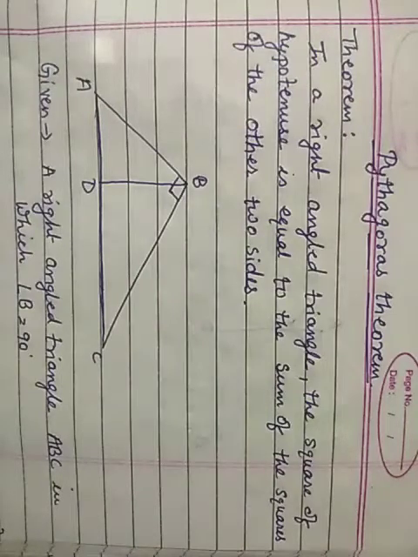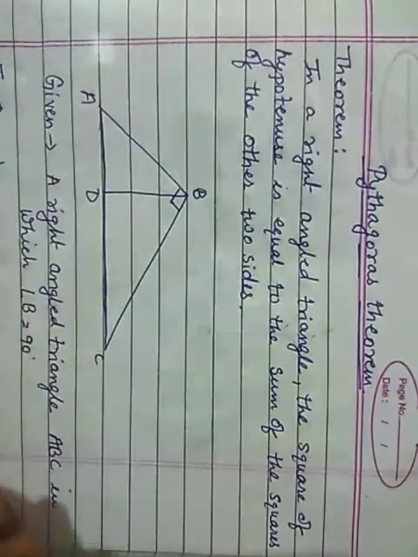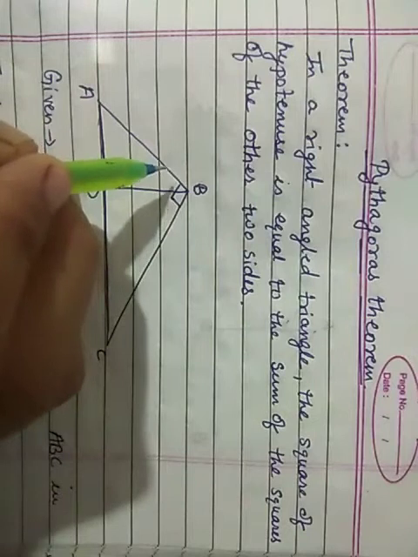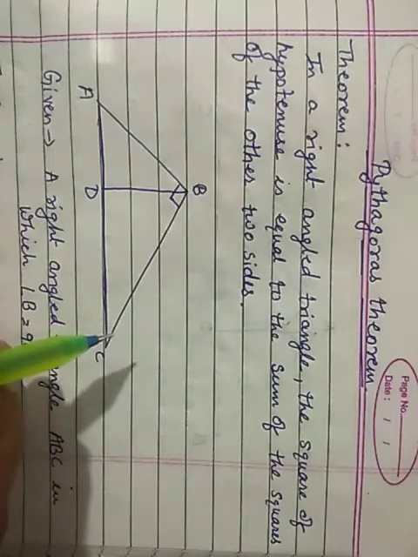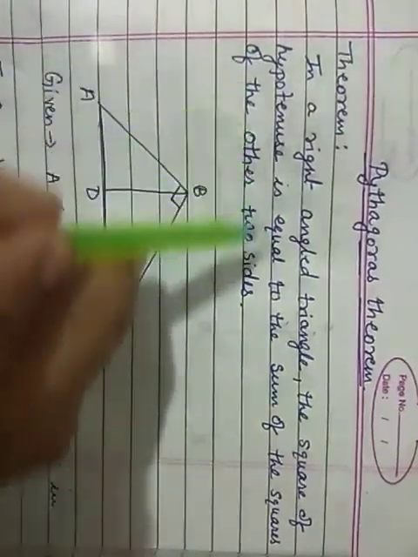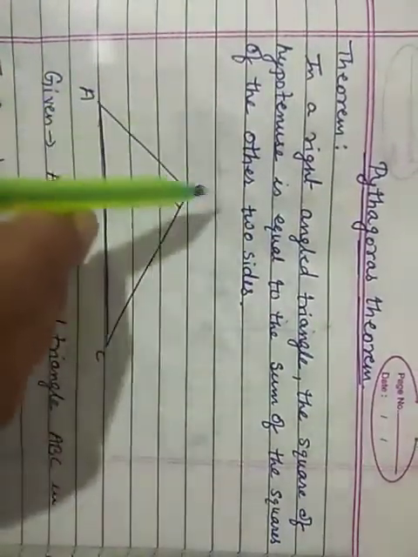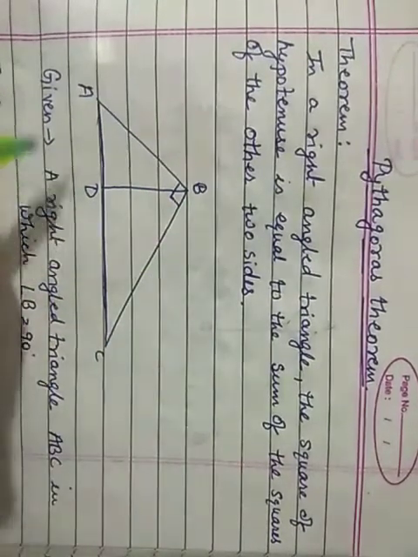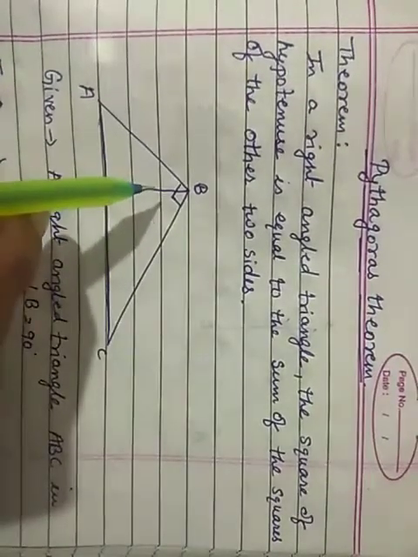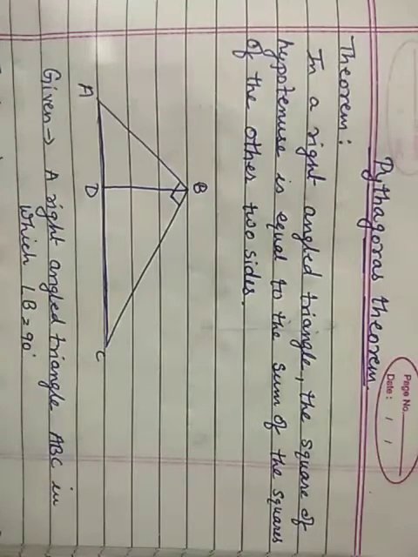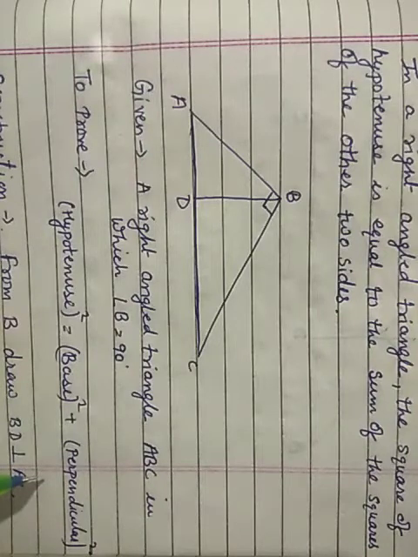Students, so today we shall prove Pythagoras theorem by using the concept of similarity of two triangles. I think you all know what Pythagoras theorem is. Pythagoras theorem says in a right angle triangle the square of hypotenuse is equal to the sum of squares of the other two sides. So this is a right angle triangle ABC, right angled at B, meaning angle B is 90 degrees. We have to prove that hypotenuse square is equal to base square plus perpendicular square.